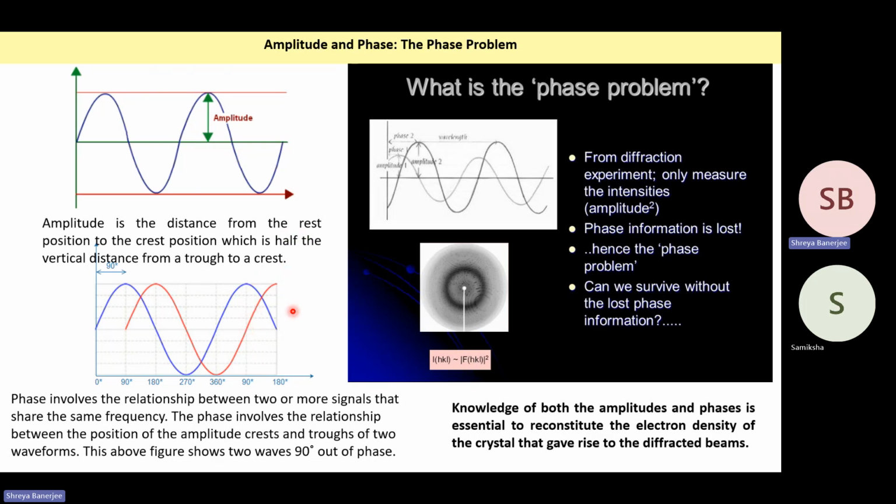And one problem I was saying is that whenever you do X-ray crystallography and you get a diffraction pattern, the diffraction pattern will basically only give you the intensity, that is the amplitude squared. So from the diffraction pattern you can get the amplitude of the wave, but the phase information is completely lost. So this is a problem, and how we deal with this problem will be discussed in the next class. So I was just introducing these terms.